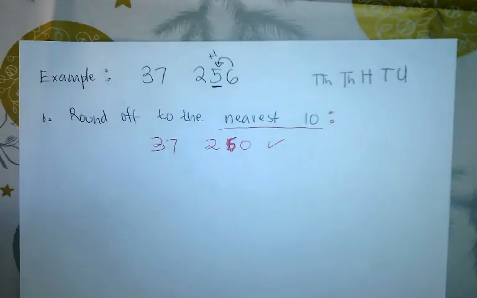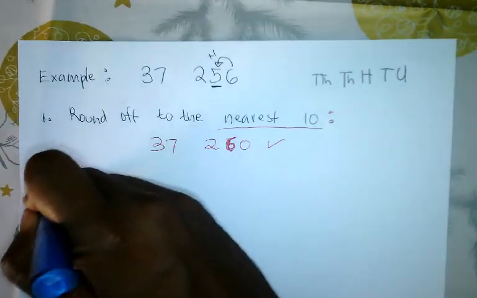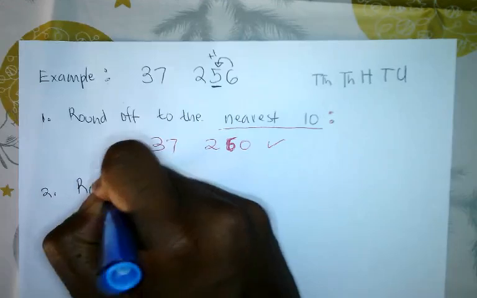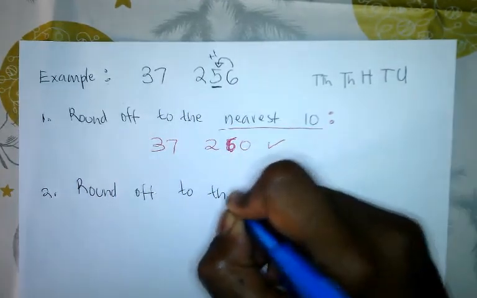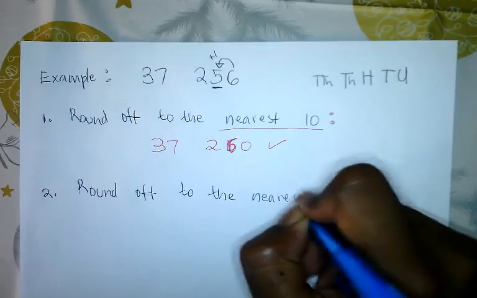Yes, 37,260. Are we fine? No. Who says no? Say what? Number 2, round off to the nearest hundreds. Are we all clear?